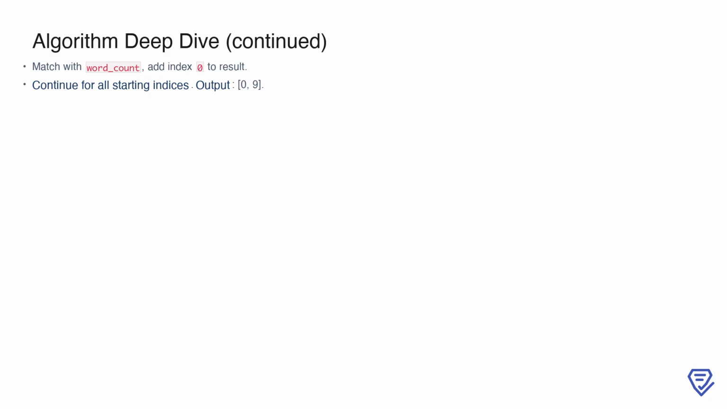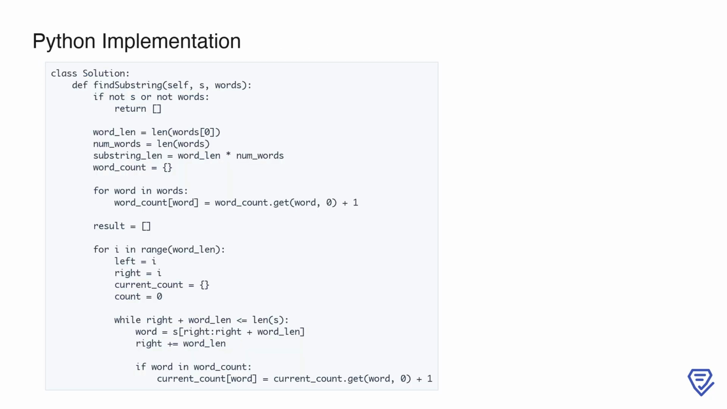valid substrings in S. Here, we define the findSubstring function inside the Solution class. The function takes two inputs, the string S and a list of words. The goal is to find all starting indices of substrings in S that are a concatenation of every word in words exactly once and without any intervening characters.